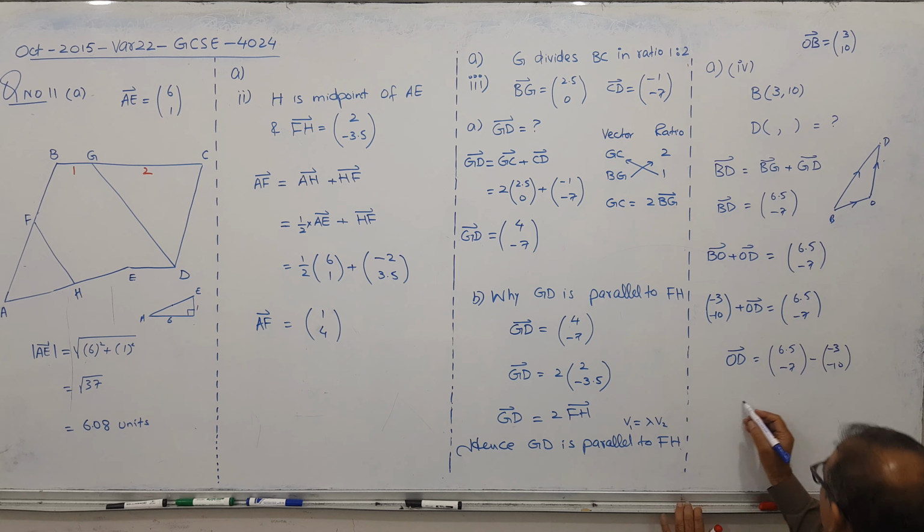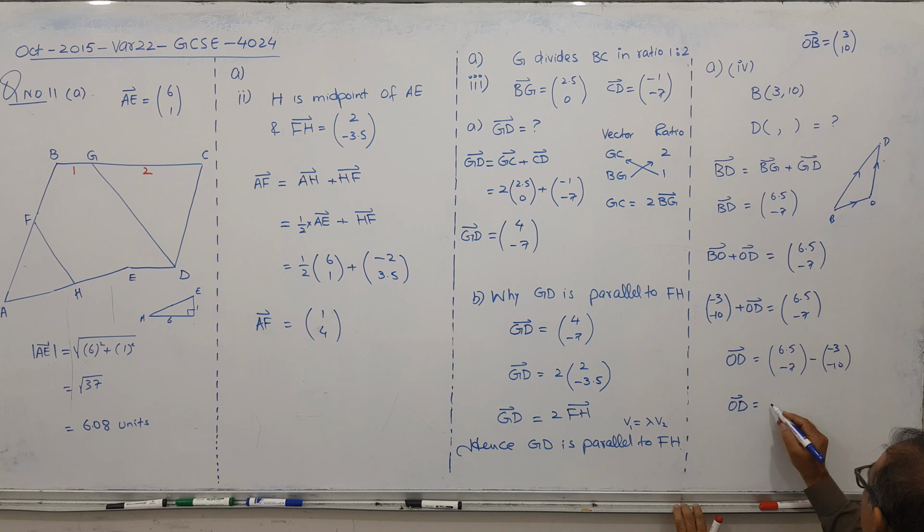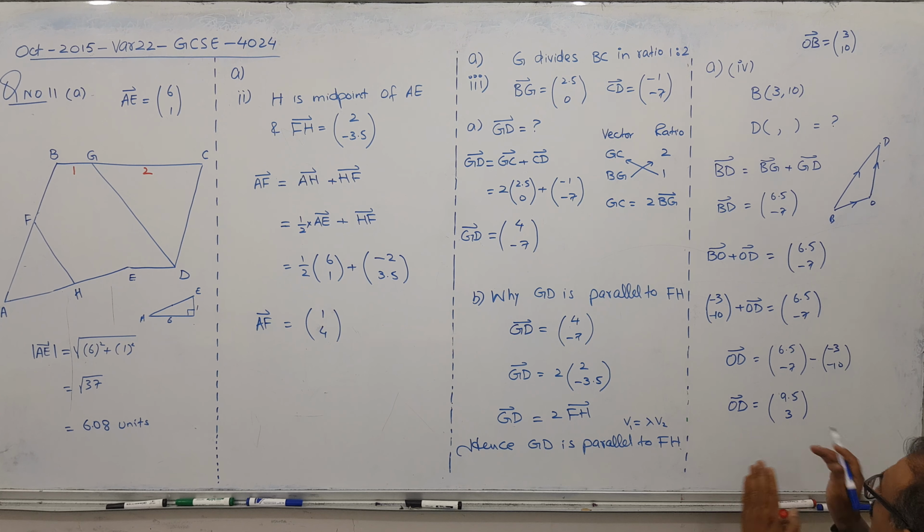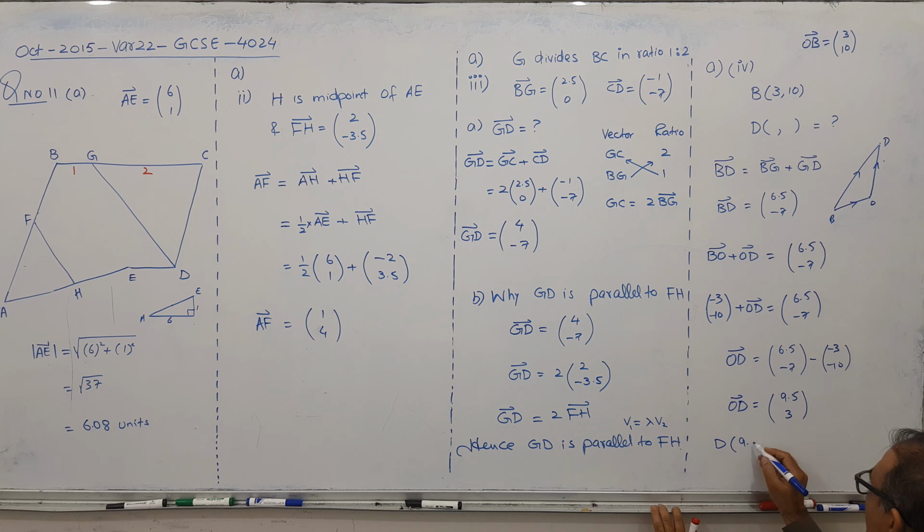So let's continue please, and the OD vector gives us this minus minus plus, I got a 9.5, and this plus I got a 3. So if you leave it here, this is called vector form, but I need to convert to the coordinate system. So the D answer comes 9.5 comma 3, and that's it, and the question is over. Okay.